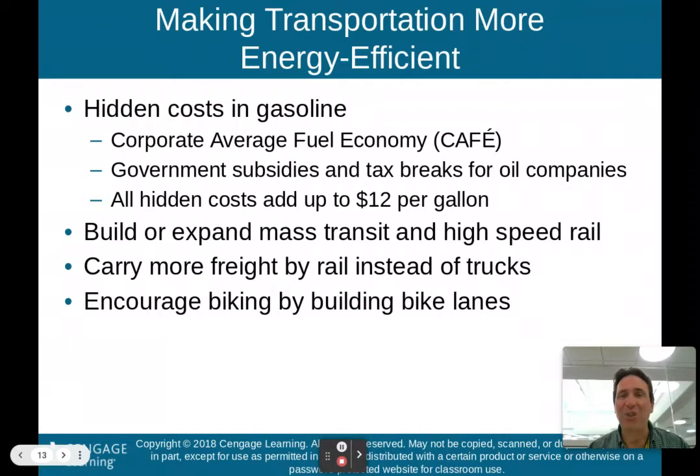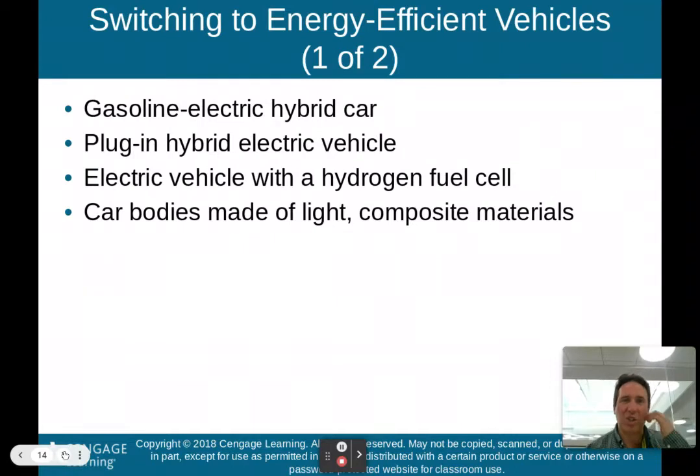Build or expand mass transit and high-speed rail. We actually do a good job on that here in the New York City metro area, but many parts of the country really have no mass transit, have no rail system, so that could help. Carry more freight by rail instead of trucks, because trains don't waste as much energy as trucks do. And encourage biking by building those bike lanes, right? Not only do you save the environment, but you make yourself healthier as well by biking. So there's another win-win situation there.